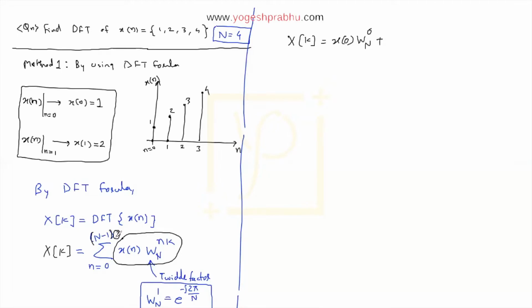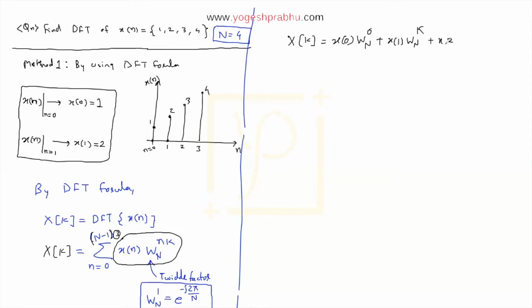Now let us put the next value. n is going from 0 to 3, you see. So we put n equal to 0 first. Now we're putting n equal to 1. So it is going to be x of 1 W_N raised to 1k. Then when we put n equal to 2 here, this will become x of 2 W_N raised to 2k. So let me write that.